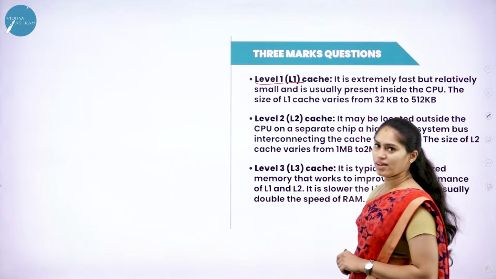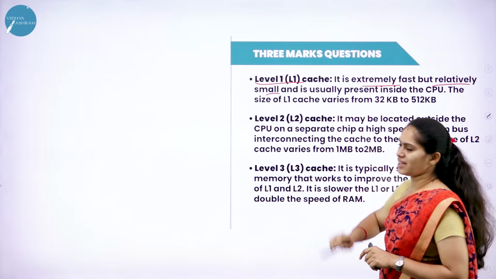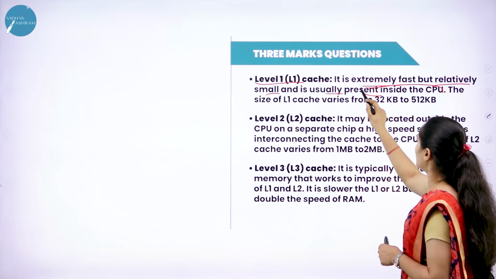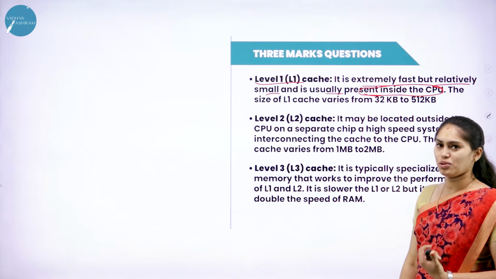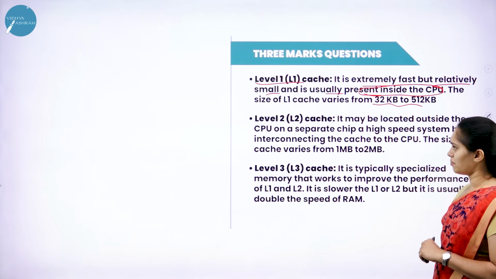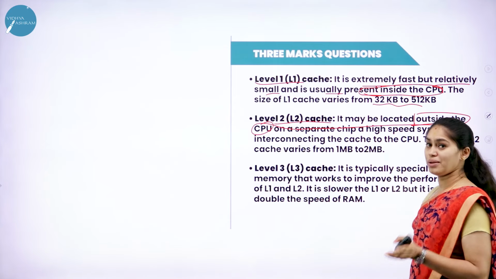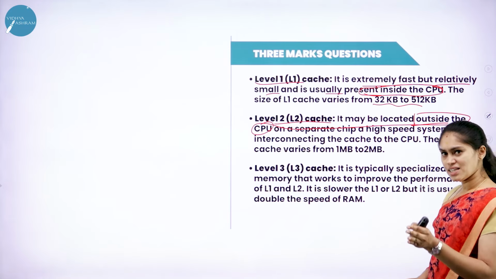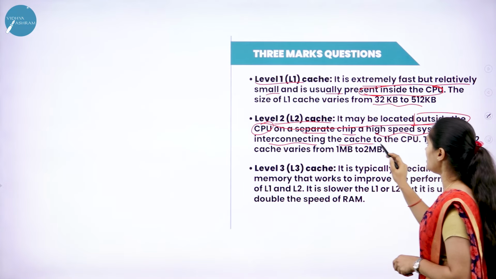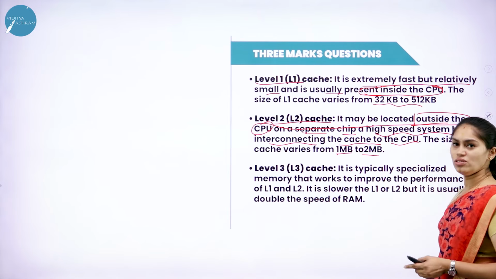When it comes to level 1 cache memory, it is extremely fast and relatively smaller in size, and it is usually present inside the CPU. It will be inside the CPU. Then what is its size? It varies from 32 KB to 512 KB. Then level 2 will be located outside of the CPU, while L1 is inside the CPU. It is on a separate chip, on a high speed system bus interconnecting the cache to the CPU. Its size varies from 1 MB to 2 MB.